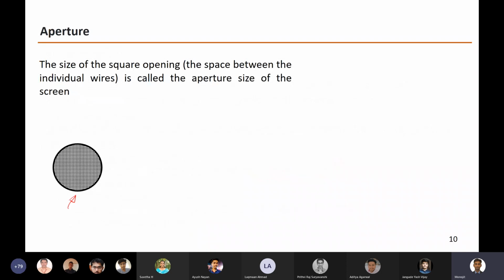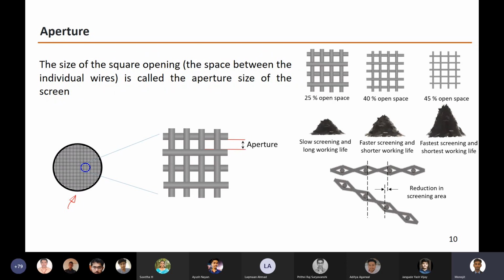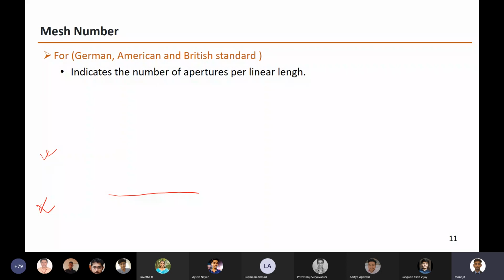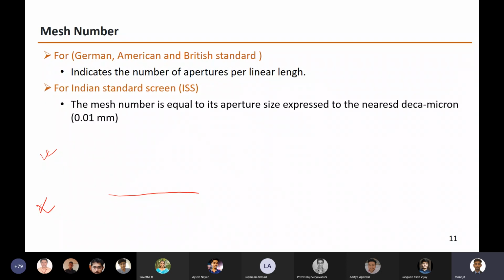Then I had defined the aperture. The way the aperture was defined, it is the size of a square opening, the space between the individual wires, which is called the aperture size of a screen, and this is how it looks. So this is basically the aperture, as you can see. And then we also defined the mesh number, and how it is defined for an international standard screen and for an Indian standard screen. So all these things we had discussed.